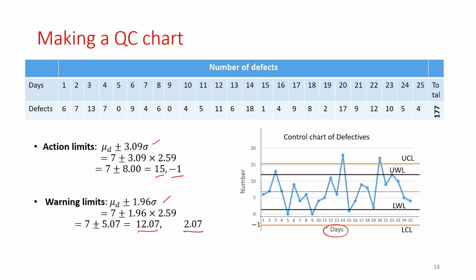Now, if you look at the points, you see sometimes the points are going up. This is a point which has gone beyond the action limit on a particular day. The next day it has come back again. Another day this value has gone up beyond this. Here also, this has gone beyond the warning limit, but this and these two values have gone beyond the action limit.